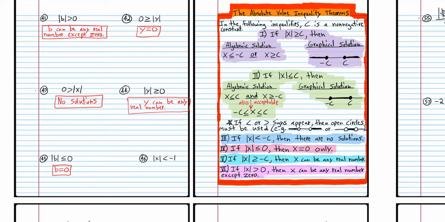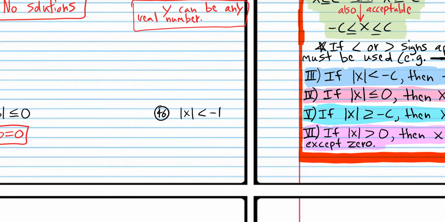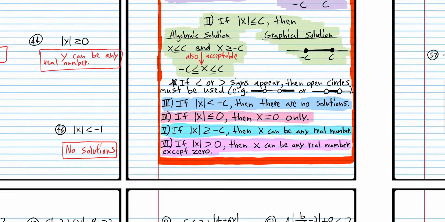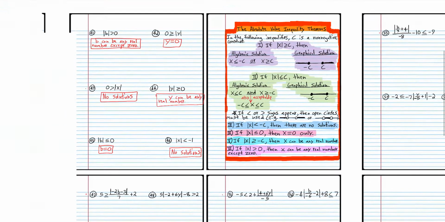So 46 is the last one of these strange problems, so try number 46, and when you come back, we'll do it together. All right, we're back. So absolute value is less than a negative number. Looks like that's going to be theorem 3, and you can see there are no solutions. It doesn't matter what you plug in there. There are no solutions. None of them are going to work. No real value is going to work in that inequality. Okay, so if you got that right, good job.